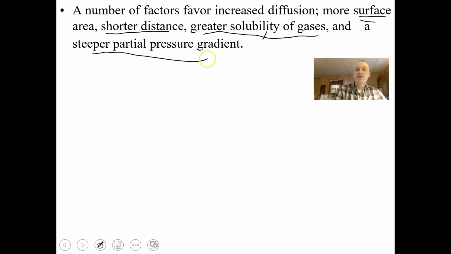And then where the gases have a really steep partial pressure gradient, this helps to aid in the diffusion of gases. If the gases aren't very different on either side of the membrane, then they're not likely to diffuse that much. But when you have a great difference in the pressures on either side of the respiratory membrane, that really leads to these gases diffusing through.